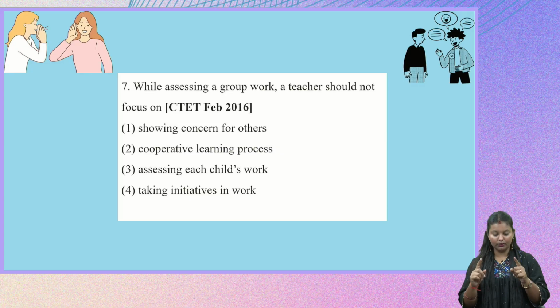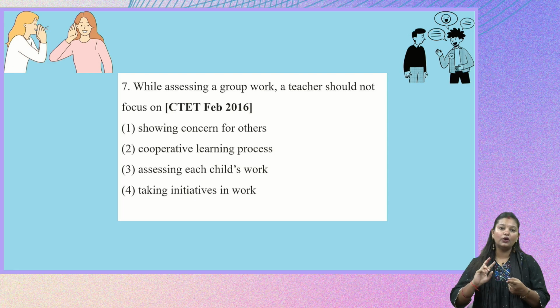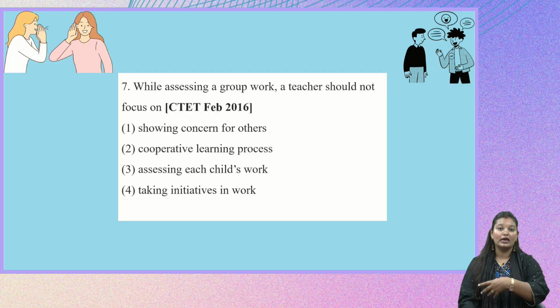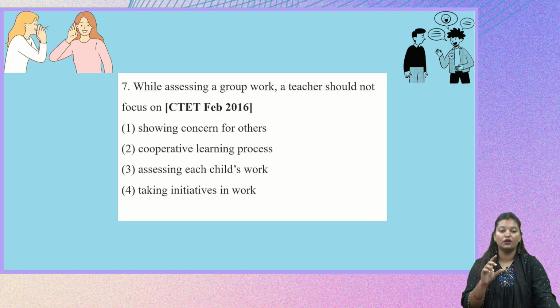So whenever it comes to a group task, what we need to see is how involved all the students are, how they are doing the task together. Are they concerned about the learning of the other learner as well? And who is coming forward and taking initiatives when it is given in the group task? So the right answer, which should not be the focus of a teacher while we are trying to assess a group task, is assessing each child's work. We should not try to assess the child individually when we are trying to focus on different skills which are developed by giving students a group work. So the right answer here is option 3.